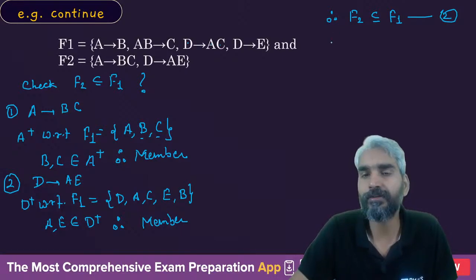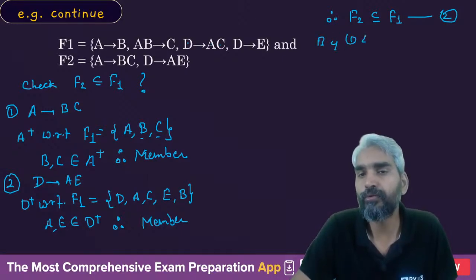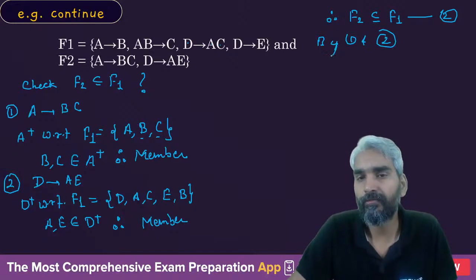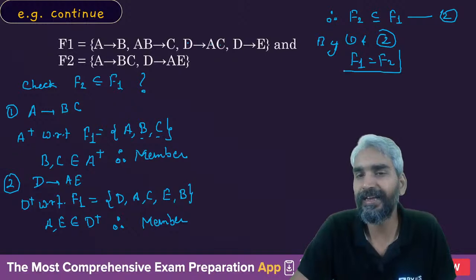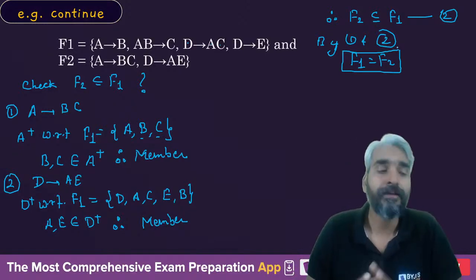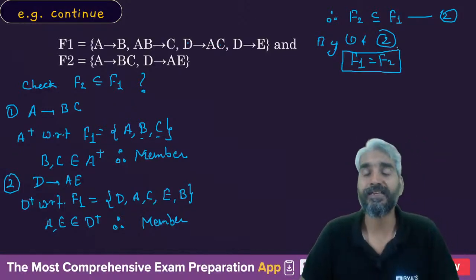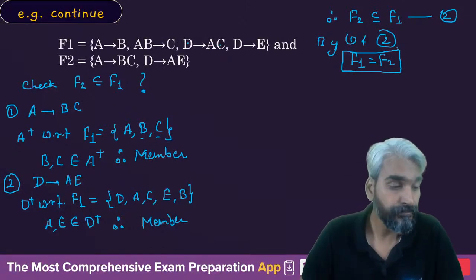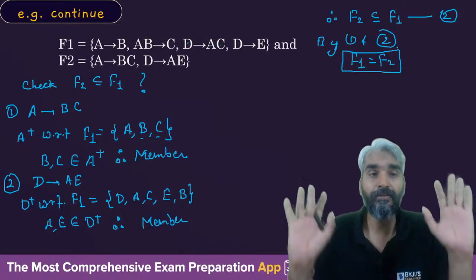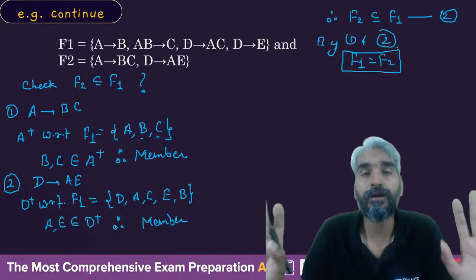This is equation 2. By 1 and 2, F1 is equal to F2. So, these are the ideas. This is how you can calculate the relationship between two FD sets. Clear, everybody?